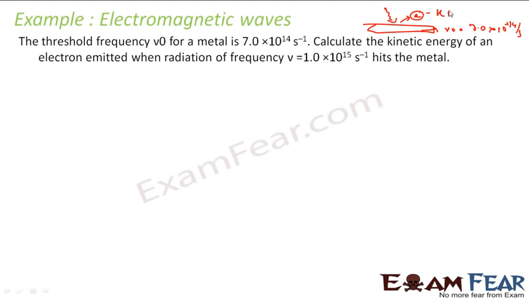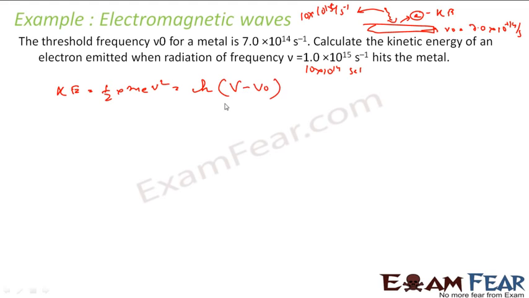This is right, the electron comes out. We define the kinetic energy of this electron where the frequency of this radiation is nothing but 10 to the power 15 per second, or nothing but 10 into 10 to the power 14 per second. So we know that kinetic energy is nothing but half m v squared, and this is nothing but h(ν − ν₀), where ν is the frequency of the radiation, this guy, and ν₀ is the frequency of the metal.